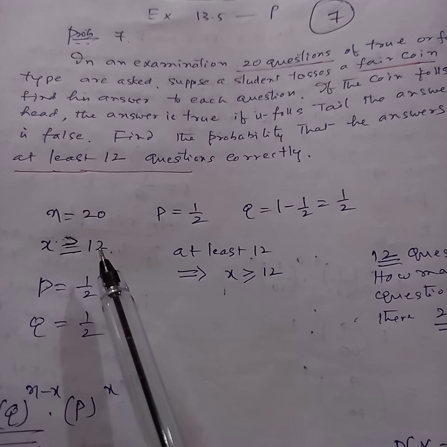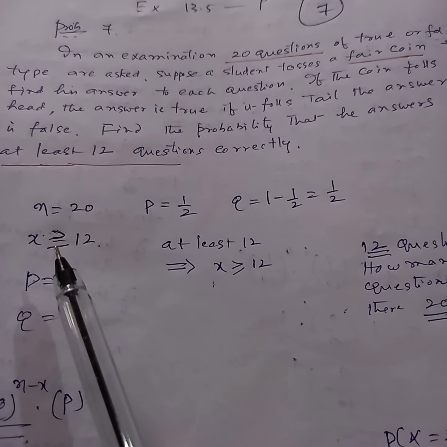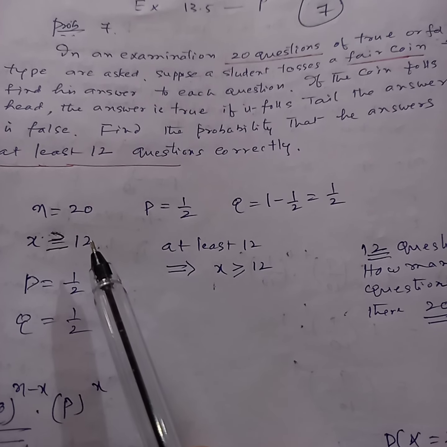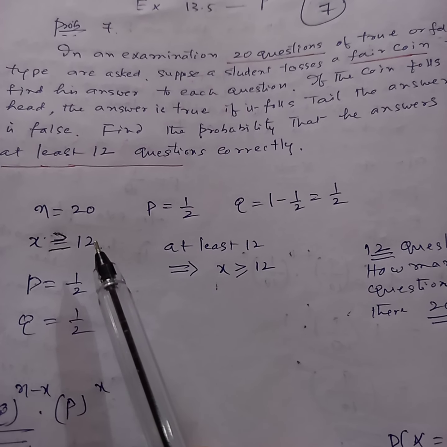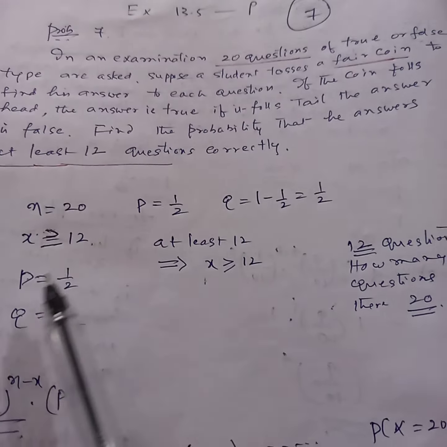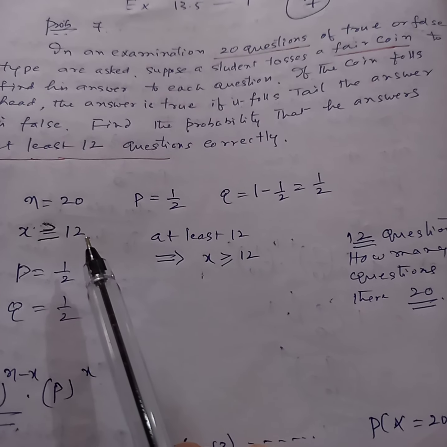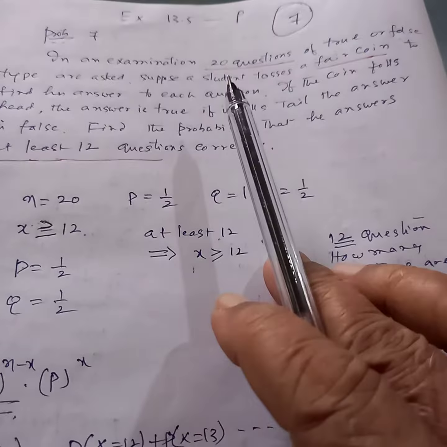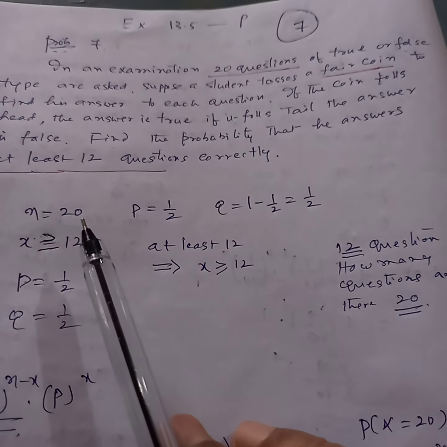At least 12, it can be 12 or it can be more than 12. It can go up to 12, 13, 14, 15, up to 20 because 20 questions are asked here. So x is greater than or equal to 12. Now what is n? Because 20 questions are asked, n is 20.